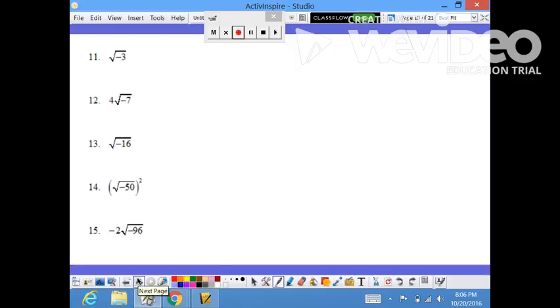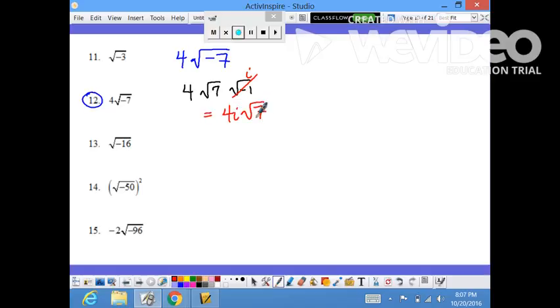Number 12. You have 4 times the square root of negative 7. Not much you can do here other than bring out that negative. So you have 4 times the square root of 7 times the square root of negative 1. Well, what's the square root of negative 1? By definition, it's i. So as we're rewriting this, you're going to have 4i times the square root of 7 as your answer.